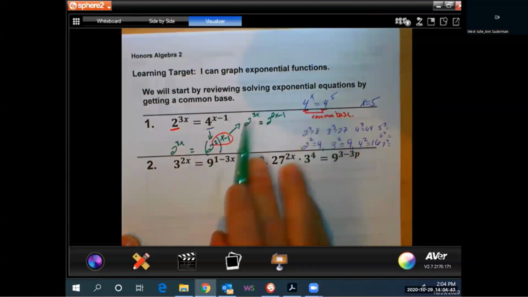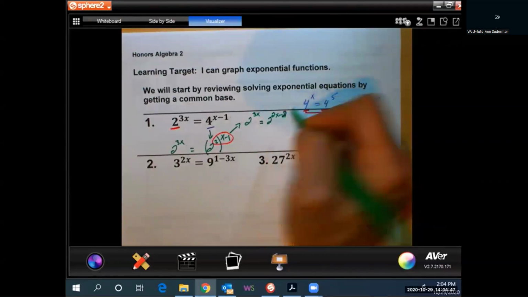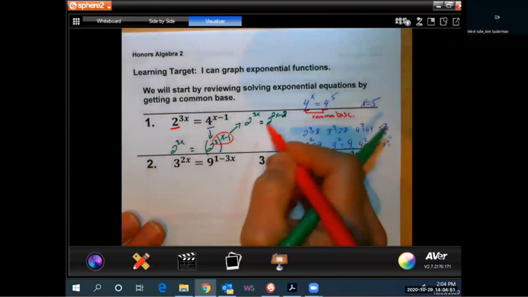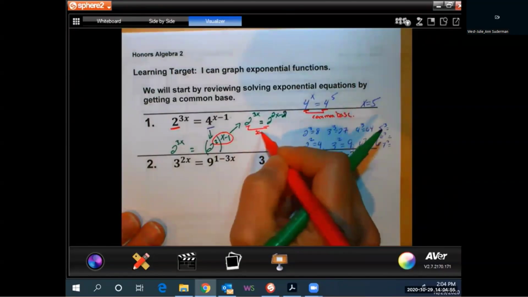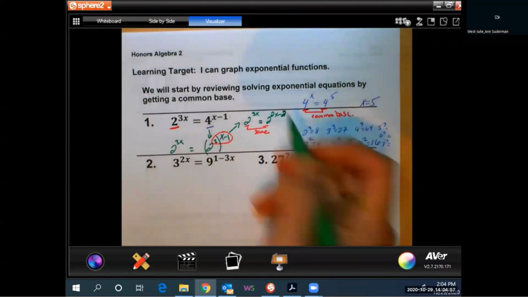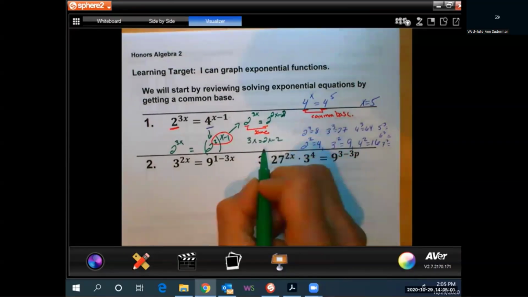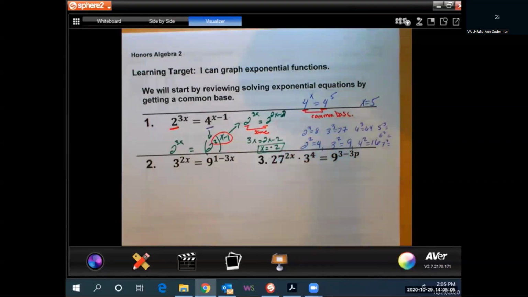Wouldn't it be 2x minus 2? Sure, in the real math world, that's what it would be. Yes, thank you. Since the bases are the same now, we just need to work with the exponents. We're going to say 3x equals 2x minus 2, so x equals negative 2. And we can check that by putting it in.